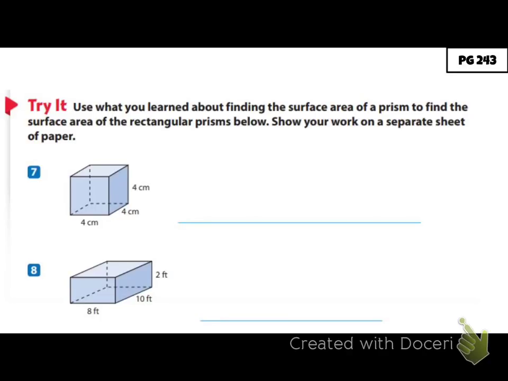Okay, one thing I want to point out on number 7 is that it is a cube, meaning all sides are the same. So if I want to find my front right here, it would be 4 times 4, which is 16. Okay? Well, if every single side of this shape is the exact same size, we don't really have to break it down into top and bottom, front and back, and side.